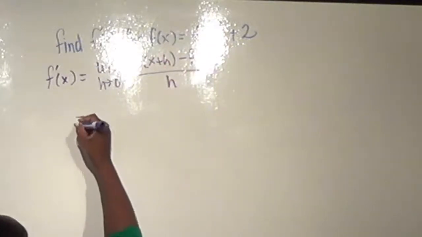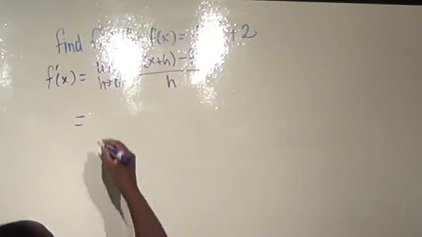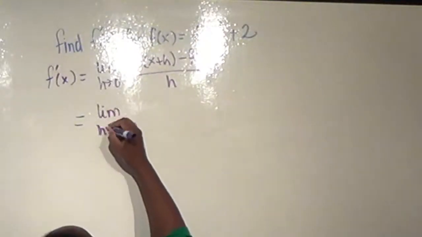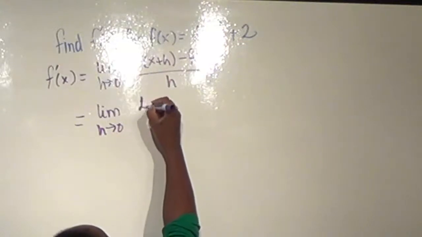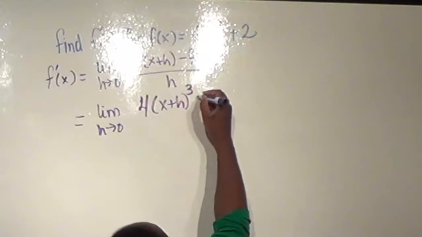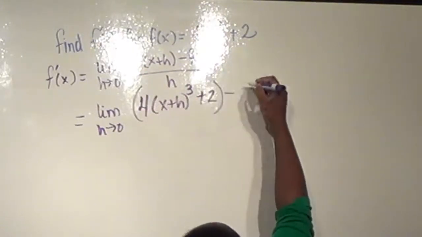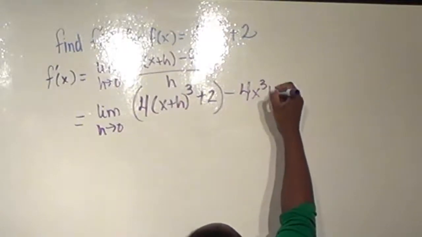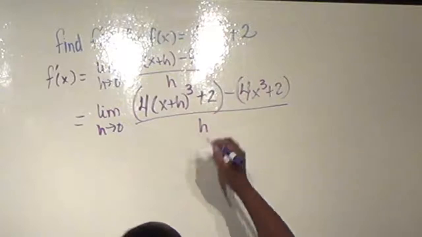And again, the first thing we're going to want to do to simplify this, or to solve for the derivative, is to evaluate the function at the two values. So we'll have the limit as h goes to 0. F of x plus h means, again, 4 times x plus h, cubed, plus 2. That expression minus our f of x, which is 4x cubed plus 2. All of that divided by h.